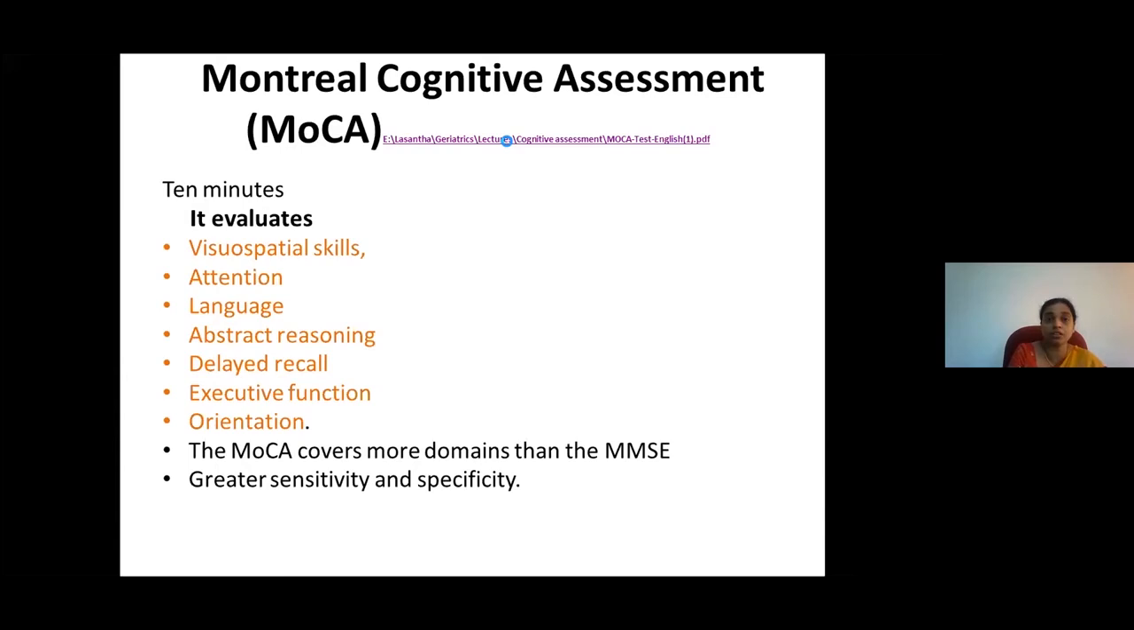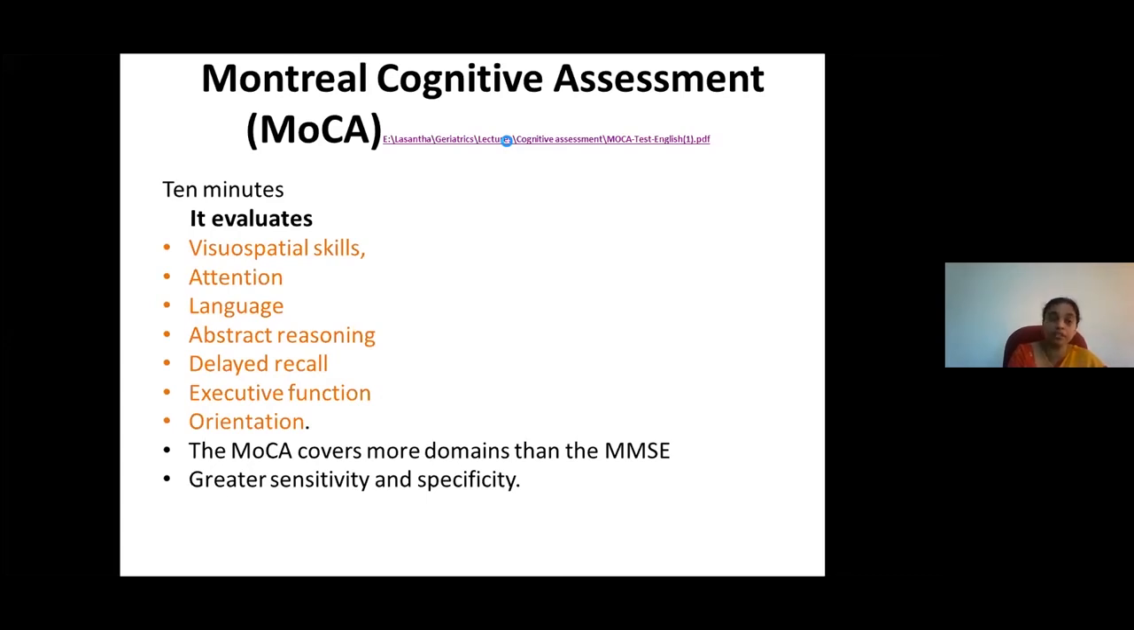You join numbers and letters, correlate to each other, and then you draw a cube, which is a little complex with some interlocking, and then you draw a clock, and then you name 3 animals. And memory, we check their memory, and attention, language, abstract, and delayed recall, orientation. You can understand we check their intellectuality and executive function, as well as abstract thinking in Montreal Cognitive Assessment.